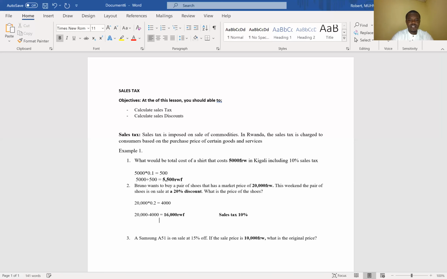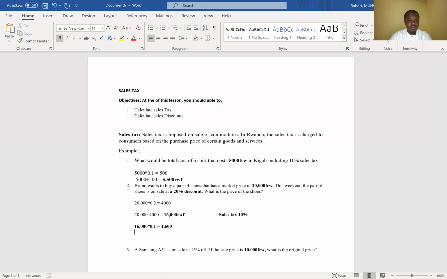So here it means if the sales tax is 10%, then we have 16,000, the sale price, and you multiply by 0.1, the sales tax. So here we're going to get 1,600. This is the sales tax we have to pay for this pair of shoes, 1,600.